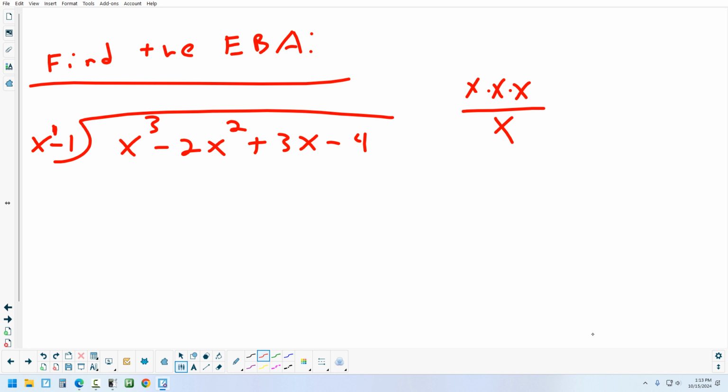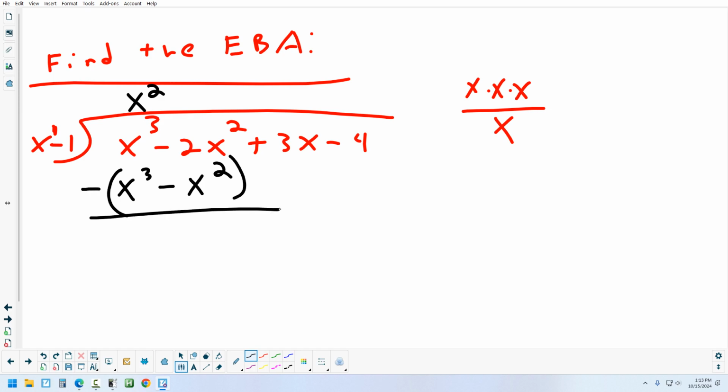Okay, so once we divide x cubed by x, what does that give me for my first term? X squared. Now take the x squared and multiply it back out. So x squared times x is x cubed. And x squared times negative 1 is negative x squared. And what do we do with these columns? Subtract them. X cubed minus x cubed is 0. It cancels out. That should always happen.